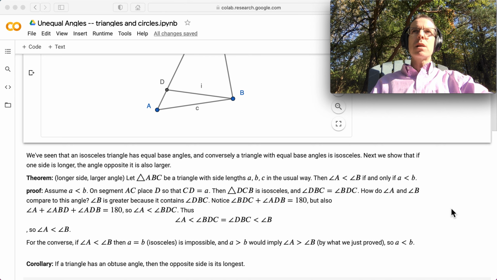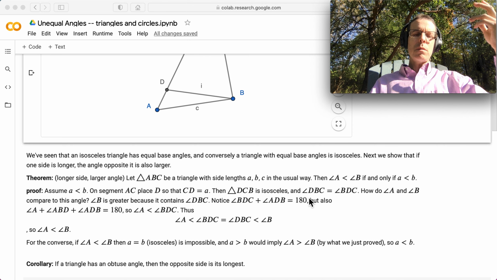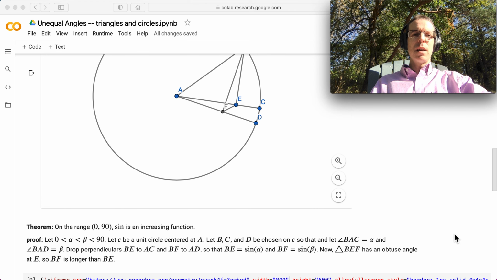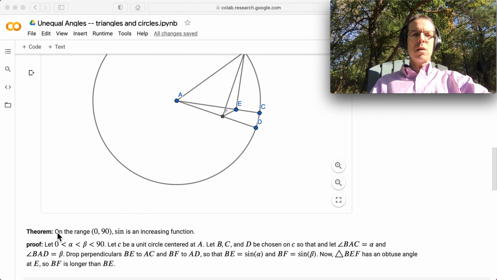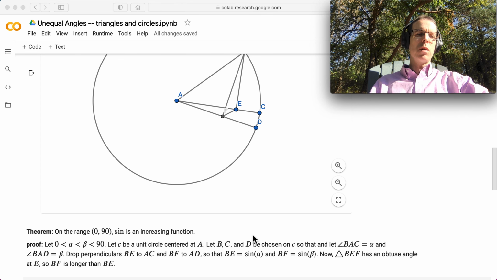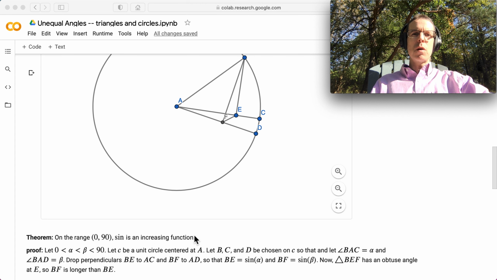All right, what's next? Next, we're going to use what we know here about angles and sides and their relationship, and we're going to prove something that is so perfectly obvious you would think that it doesn't need proving, but it actually does. We're going to prove that the function sine is an increasing function. So that's this theorem. On the range 0 to 90, the sine function is an increasing function. Now it's not increasing on its whole domain, of course, because it's sinusoidal. But on the range 0 to 90, sine is an increasing function.